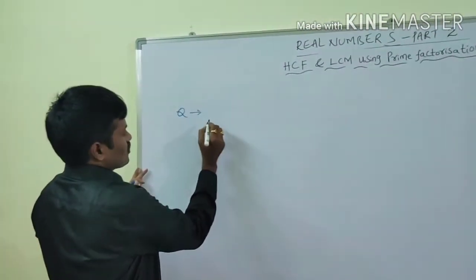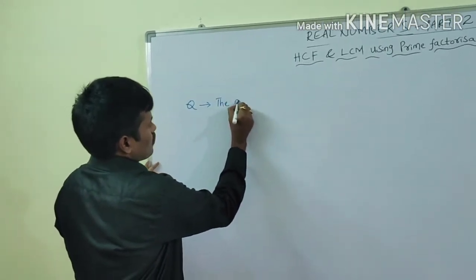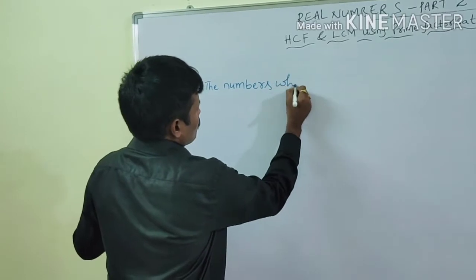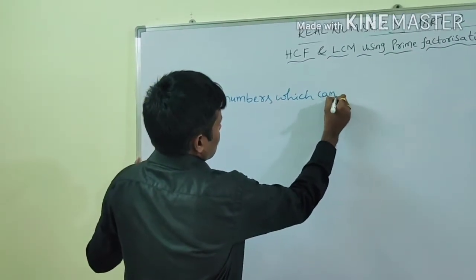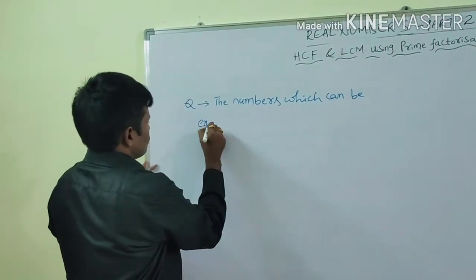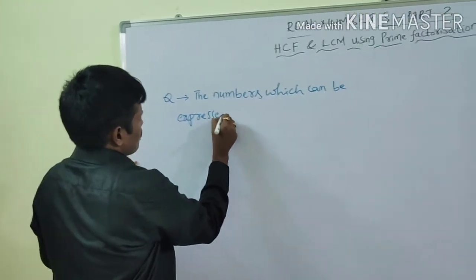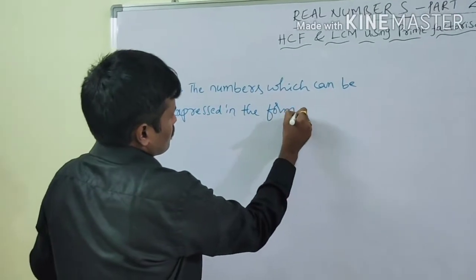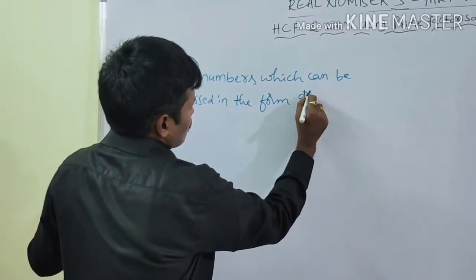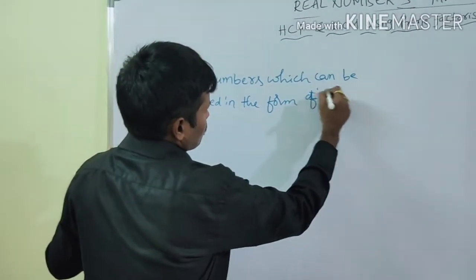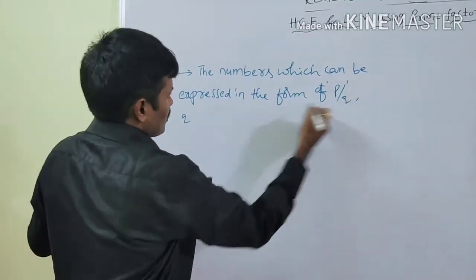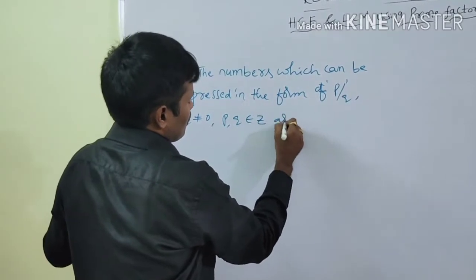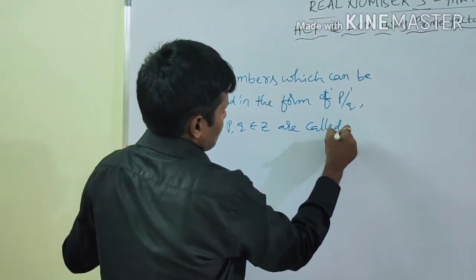Rational numbers, denoted by Q, are the numbers which can be expressed in the form of P by Q, where Q is not equal to 0 and P, Q are integers. These are called rational numbers.